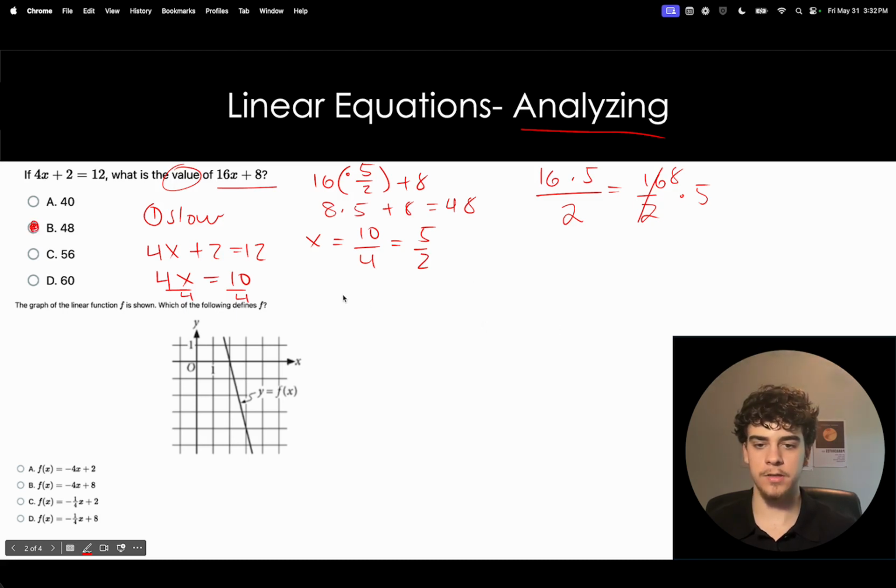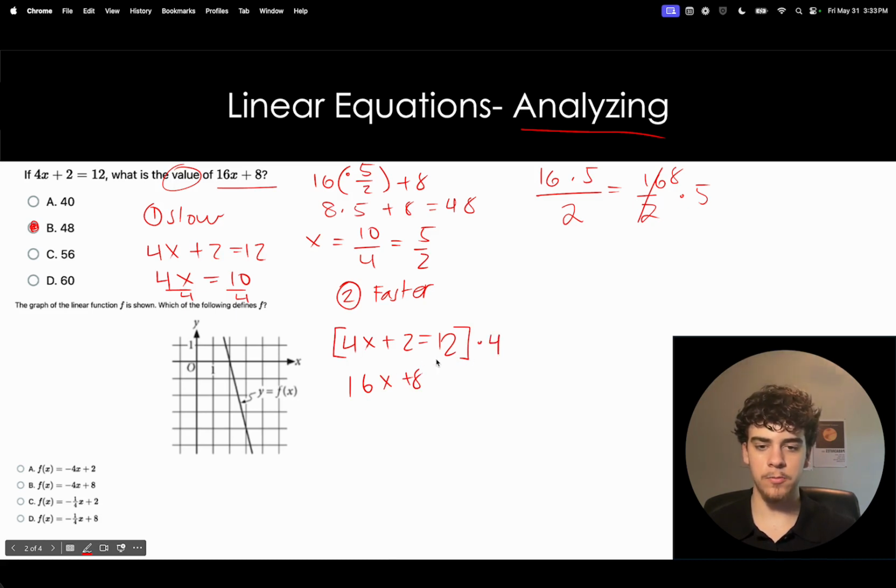But let me show you the faster method. The faster method involves using logical reasoning, and instead of just solving for x and doing all of this actual math over here, what we can say is, well, if 4x plus 2 equals 12, and we're solving for 16x plus 8, then what we can do is just take this whole thing and multiply it by 4.